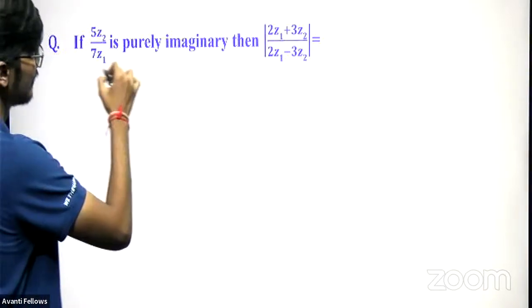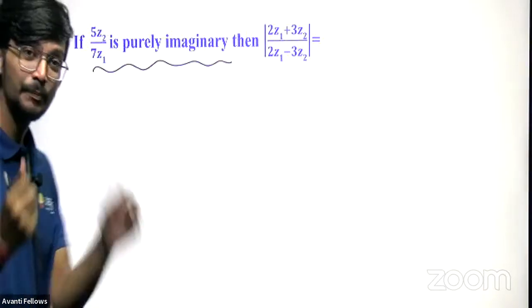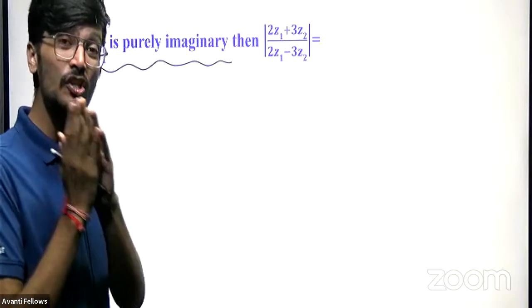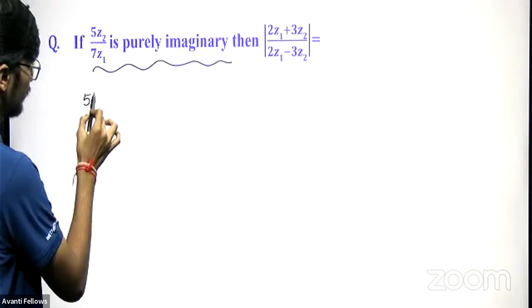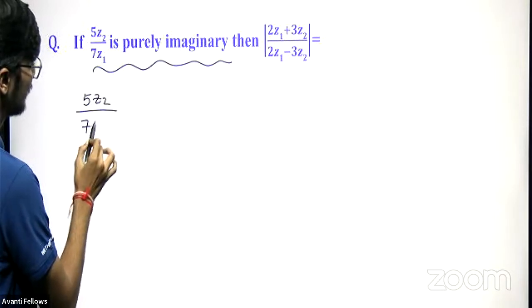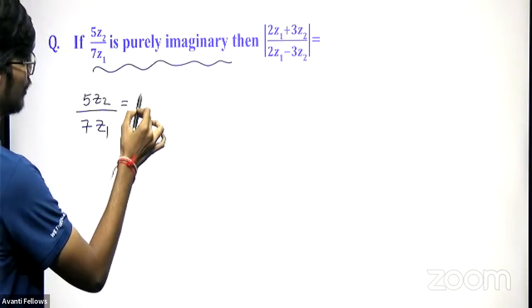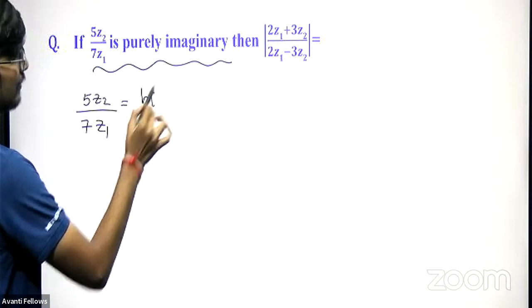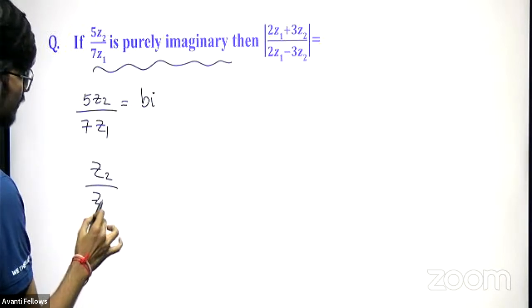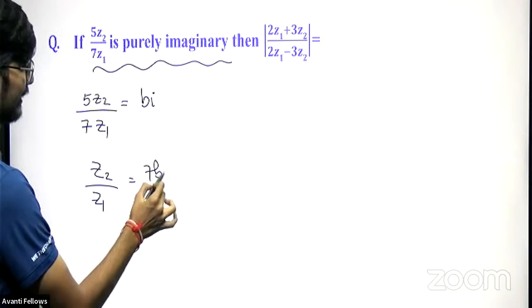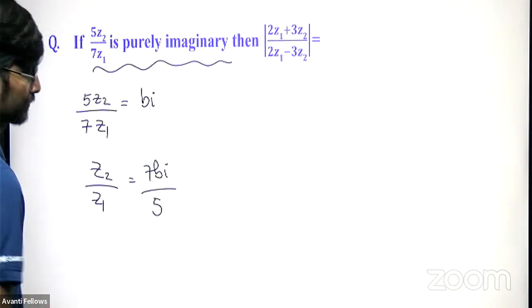Here it is given. This is purely imaginary. If this is purely imaginary, that means it will not have the real part. So I can say 5z2 upon 7z1 is equal to some bi. It will not have i. That means z2 upon z1 is 7bi upon 5.